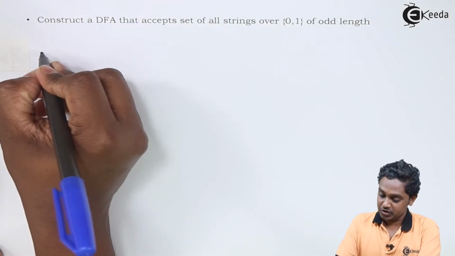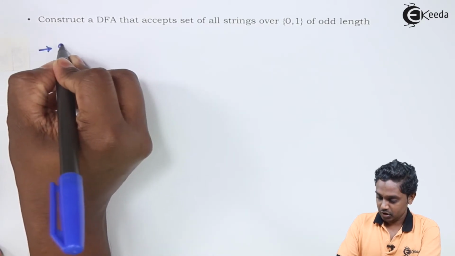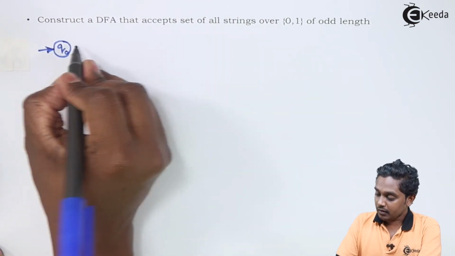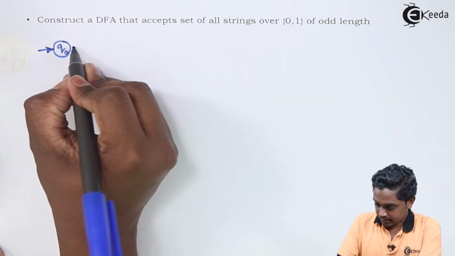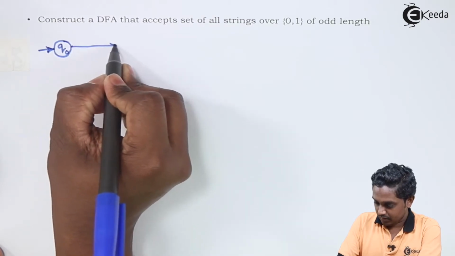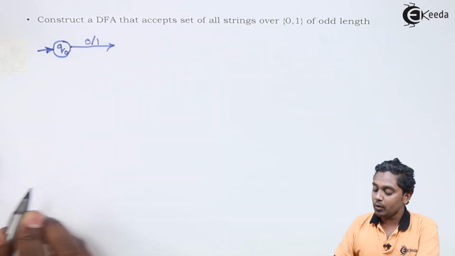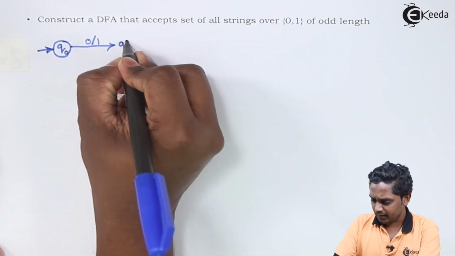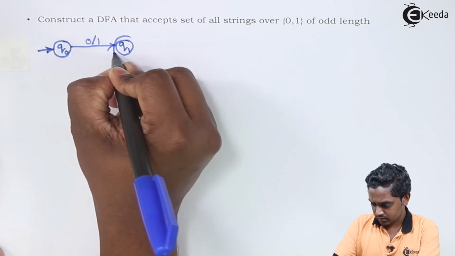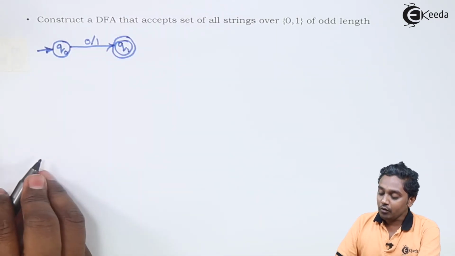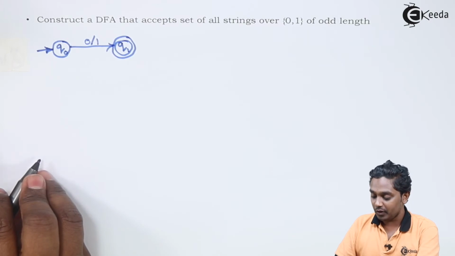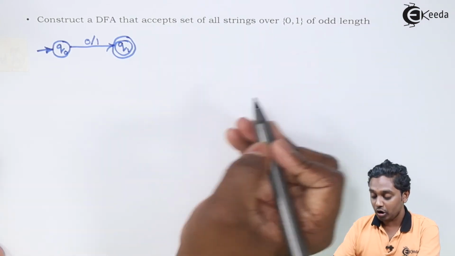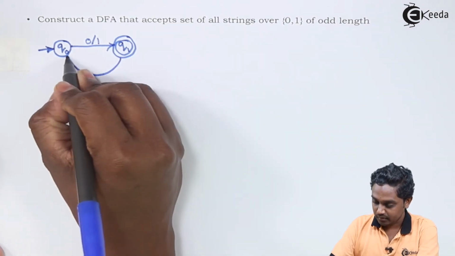Let's start with the initial state Q0. We need odd length. Let's say we have an input 0 or a 1. Now what is the length of the string? The length of the string is 1, which is odd. So the state over here has to be a final state. Okay. Now let's say we get one more input 0 or 1. Now what is the state? That state is again going to an even length rather than an odd length. So we will come back here.